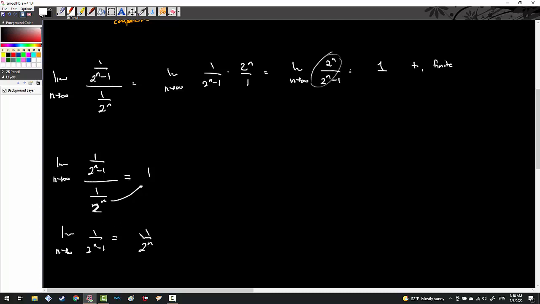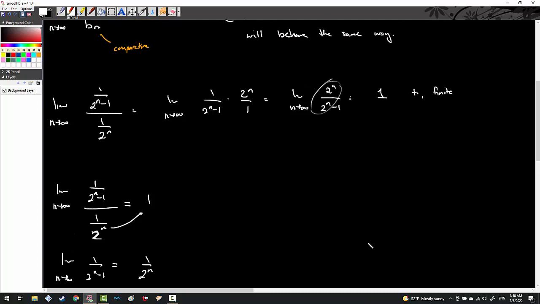And if the behaviors will be the same, that means that the behavior of the summations would be the same, just like we saw in the integral test, just like we saw in direct comparison. So again, a lot of comparing going on here. So we've got positive and finite, so we can say, therefore, by limit comparison, the sum from n equals 1 to infinity of 1 over 2 to the n minus 1 must also converge.